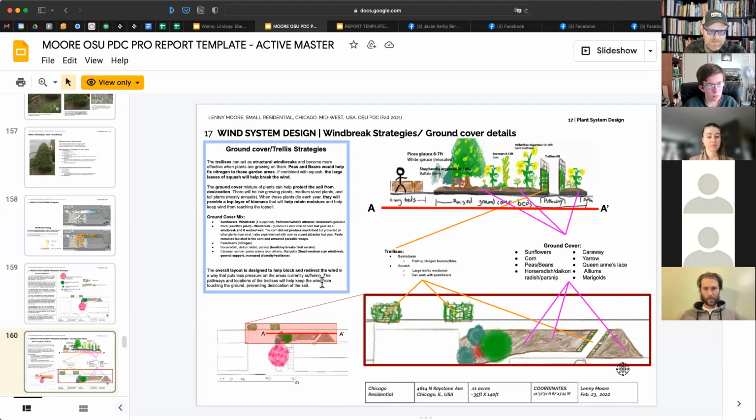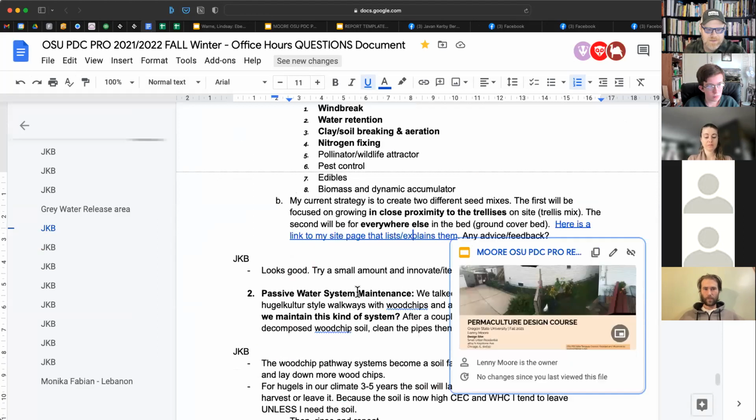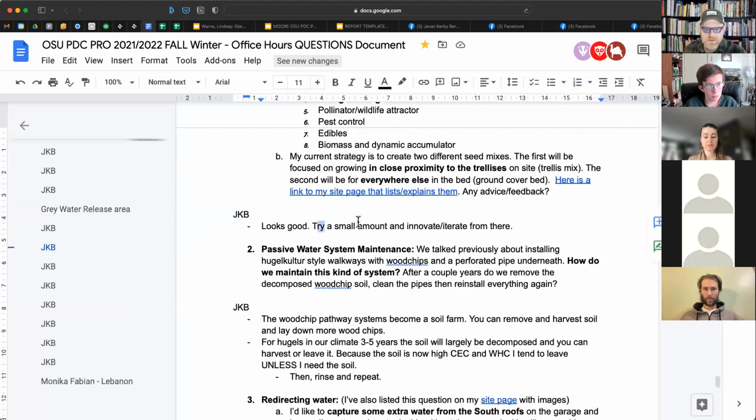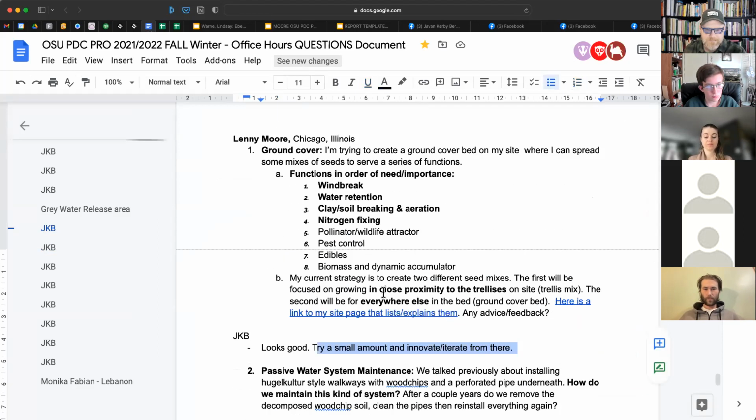I'd probably put in some clover, probably some white or some crimson. I might also work with pioneer pea. It's a nice pea. It has quite a bit of vitality. And like I was saying in the answer here, I would start with a small amount and then innovate out from there. Little bit of a conversation about bioaccumulators.